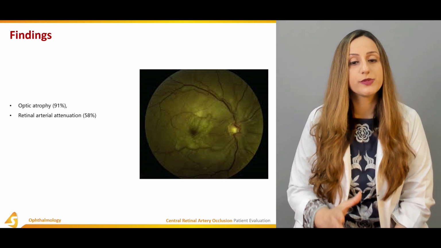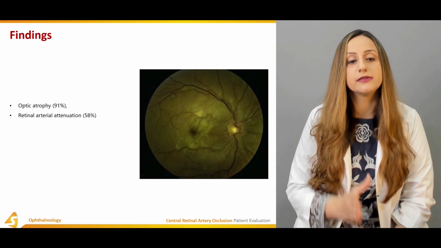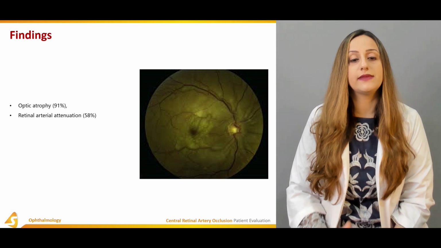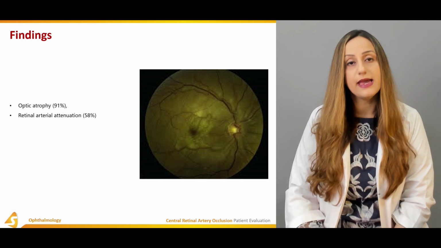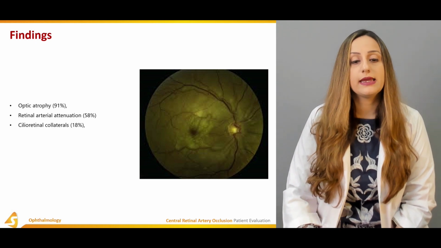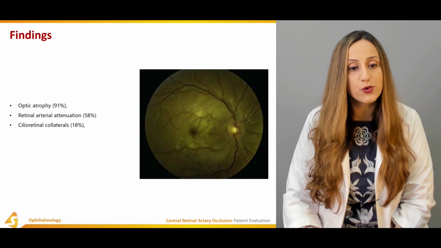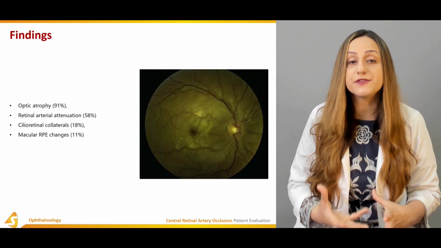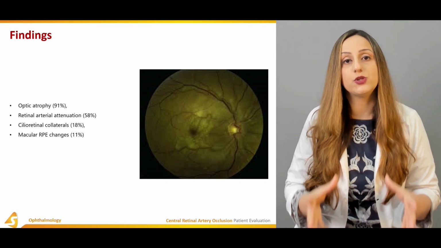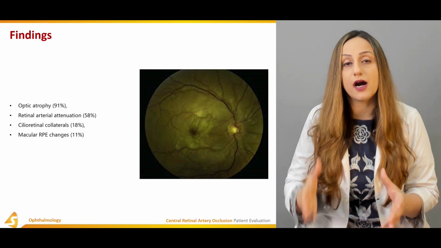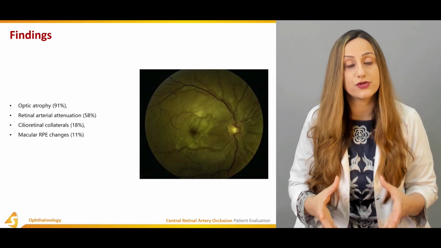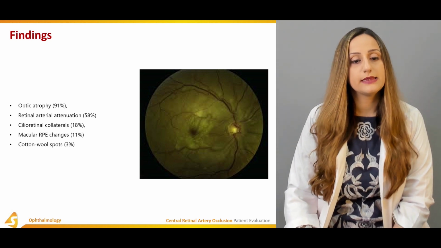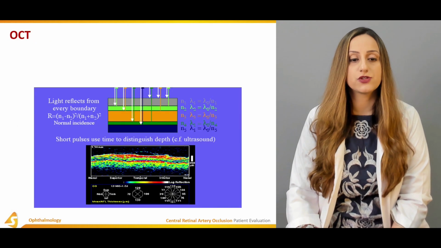On ophthalmoscopy, in almost 91% of the patients, optic atrophy is going to be noted down, and in 58% of the patients, retinal artery accentuation is noted down. In 18%, cilioretinal collaterals are noted down, and then we have the macular RPEs, that is, rapid proliferations of the arteries are noted down. That is basically neovascularization in almost 11% of the patients. Then we have the cotton wool spots in almost 3% of the patients.